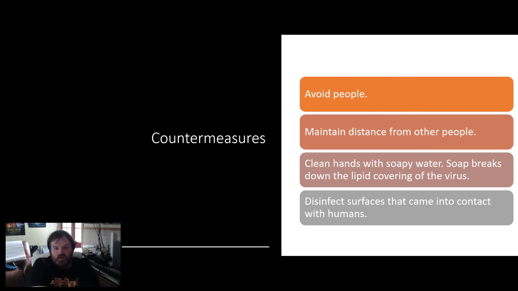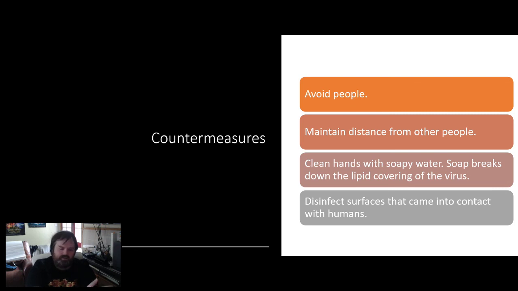Disinfect surfaces that come into contact with humans. Again, we talked about how long the virus lasts on metal or plastic. It lasts substantially less on cardboard. Are you out and about in the shops? Do you need to worry? If you think something's high risk, give it a wipe down with something afterwards.